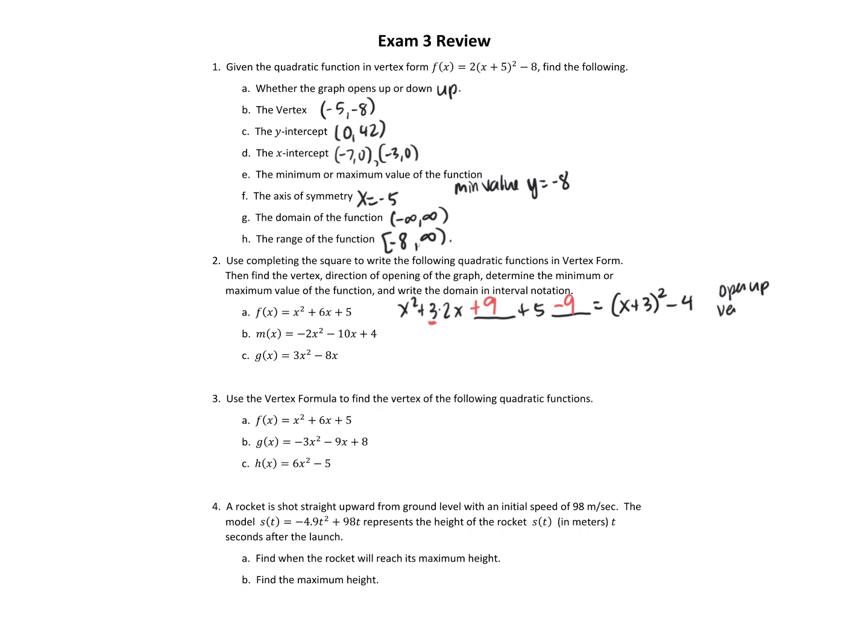My vertex is at (-3, -4). Looking again at those shifts, it's shifting left 3 and down 4, so (-3, -4). And the minimum value of that, since it opens up, is going to be y equals -4. And the domain will be -infinity to infinity.